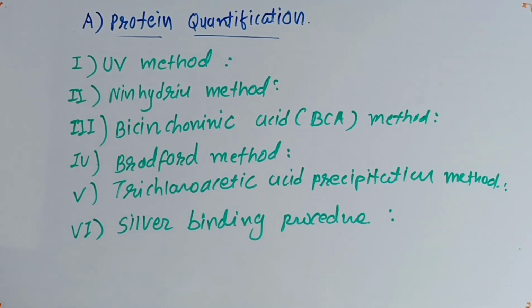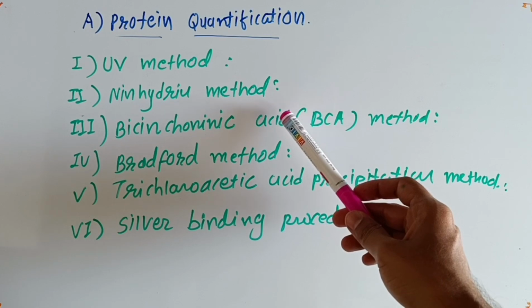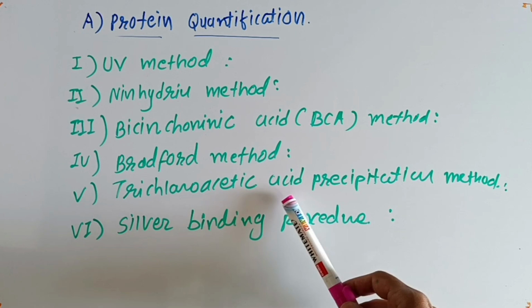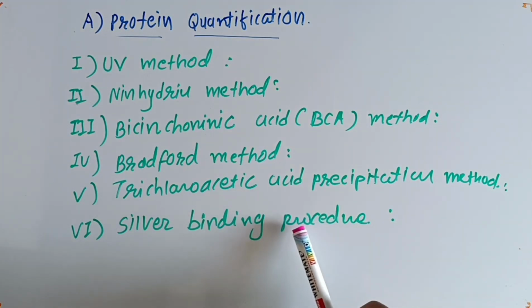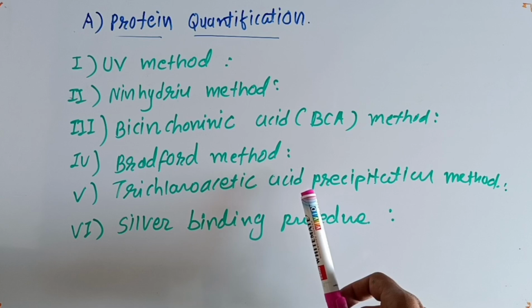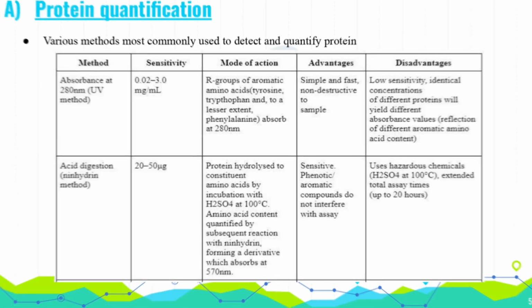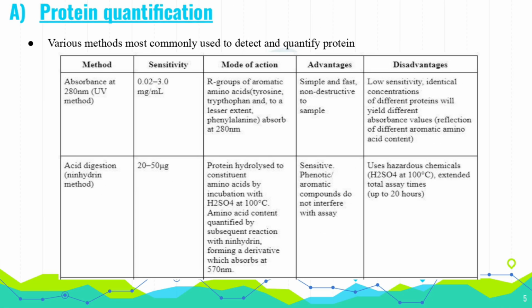Let us start first with protein quantification. In protein quantification, various techniques or methods are used, basically biochemical methods. In this topic I have included six major methods. As you can see here, first is the UV method, then the ninhydrin method, then the bicinchoninic acid BCA method, then the Bradford method, trichloroacetic acid precipitation, and the silver binding procedure. We are going to discuss them briefly in chart form. Basically I include mode of action, advantages and disadvantages. So stay tuned. Let us start with the UV method.